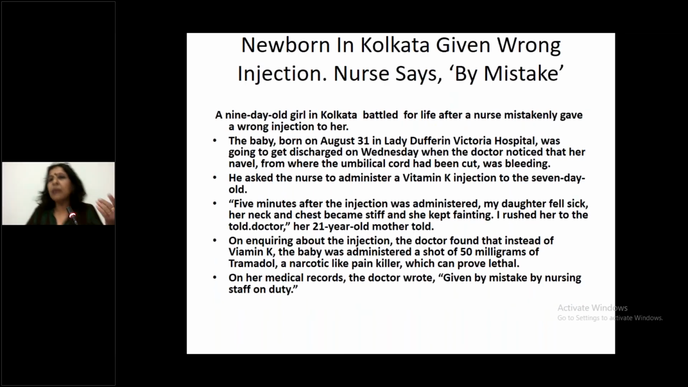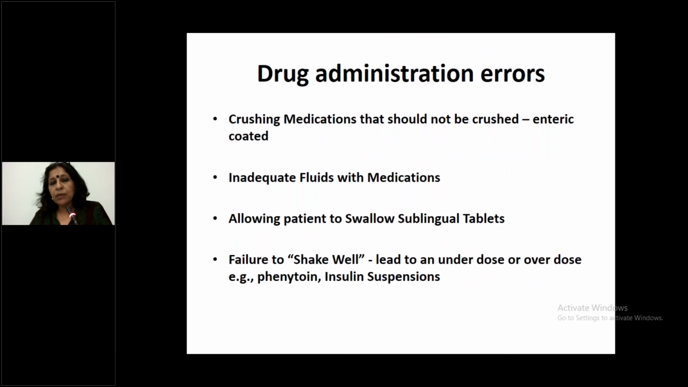In Kolkata, in real life examples in India, this happened: a nurse gave a 9-day-old baby, instead of vitamin K, 50 milligrams of tramadol. So one error, and look at how it would magnify. So this is what we have to try and remove.